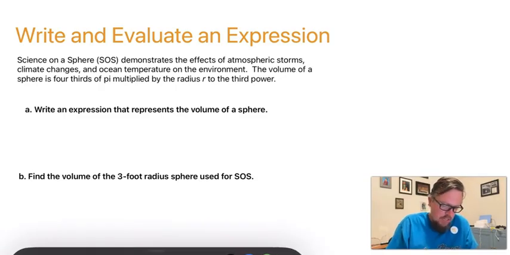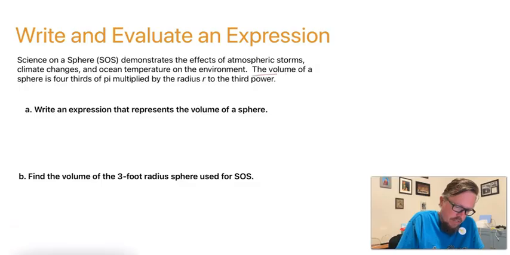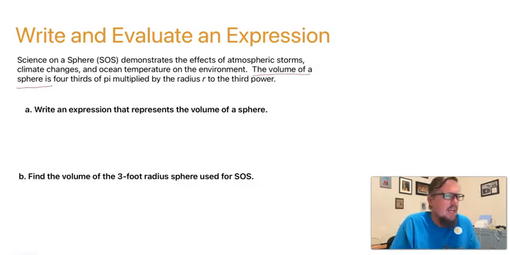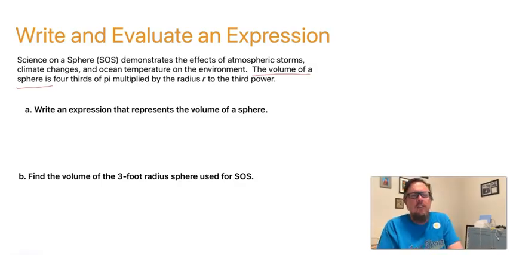Well, the volume of a sphere is given to us in this very last sentence. The volume of a sphere is... "Is" in math means equals. So we need something that says the volume of a sphere equals, and then we're going to do 4/3 pi multiplied by the radius r to the third power.